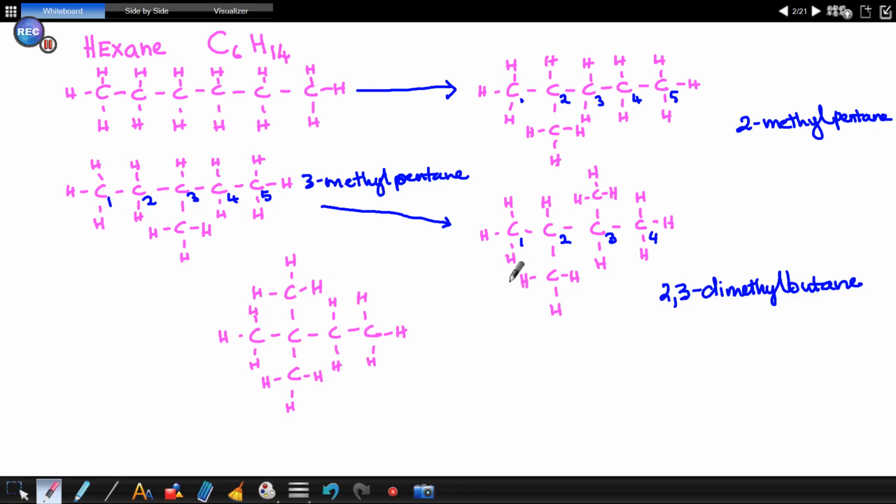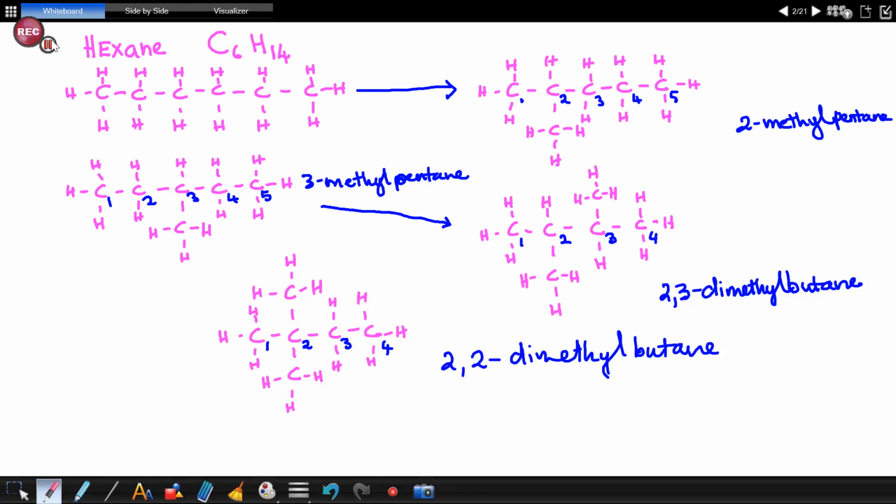So this can't be 3, you have to count from the left hand side. So this is 2,2 dimethyl butane. I think I did something wrong. I got all of those, but not the 2,3 dimethyl butane, because I didn't know you could go from C2 and also put another one on C3. I did something wrong, so fix it. Come see it.